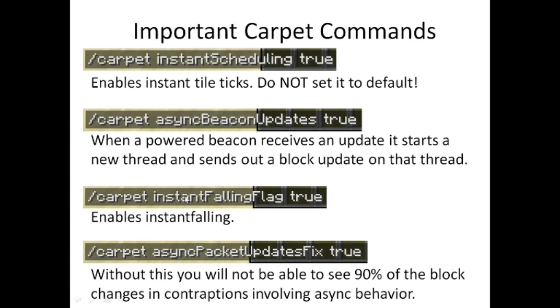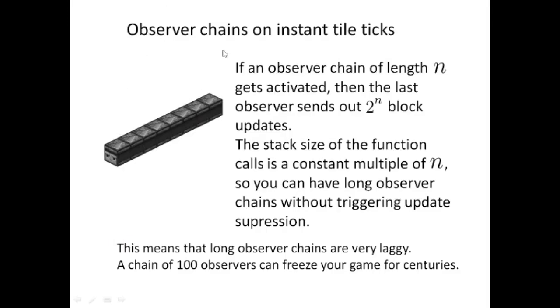There's also a command for turning on the instant falling flag or disabling it. And if you do anything with async observer chains, then you also usually want to use async packet update fix 2, because otherwise you will get chunks which are full of ghost blocks where you don't see what's happening at all because the server isn't telling your client what's happening. Okay, and now let's get to the actual topic.